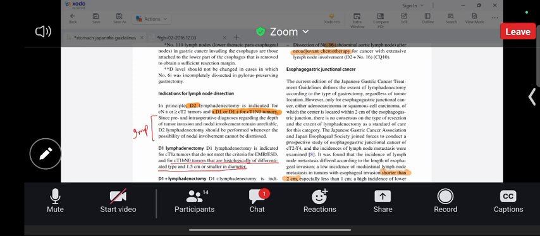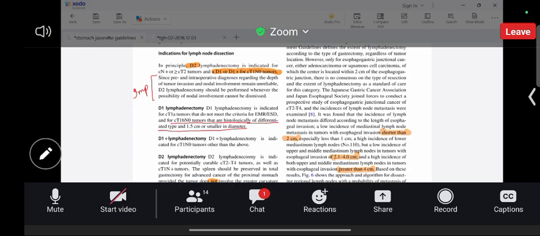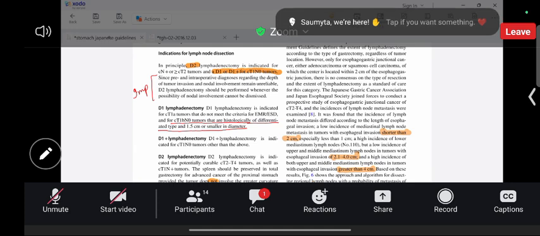So what is D1? D1 lymphadenectomy is indicated for clinical T1a tumors that are well differentiated and 5 centimeter or smaller in diameter. ये तो कभी नहीं आते. Then D1 plus. D1 plus is indicated for clinical T1 N0 other than the mentioned criteria for D1.